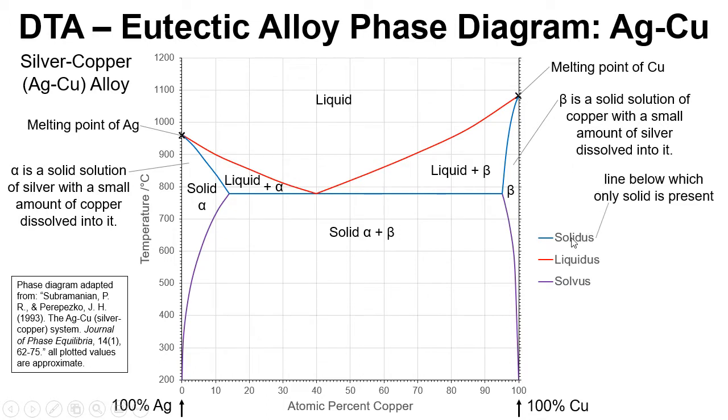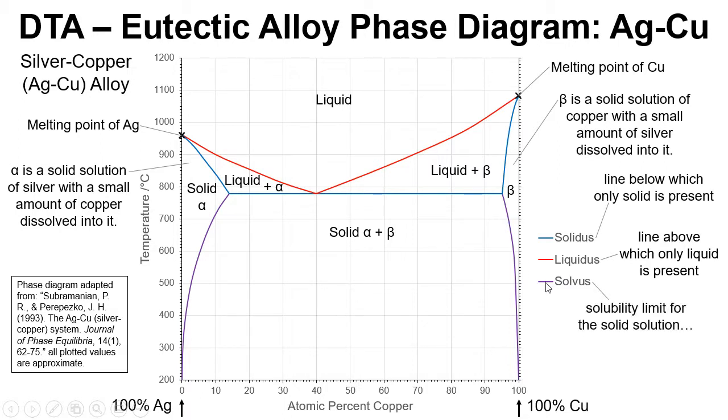Then we've got this blue line referred to as solidus, and this is the line below which only solid material is present. So if we look at this blue line, anywhere below this we only have solid material. And then we also have this red line which is referred to as liquidus, and this is the line above which only liquid is present. So anything above this red line we only have liquid. Finally we have the solvus line, and this is the solubility limit for the solid solution. And below this the single phase breaks up into two phases.